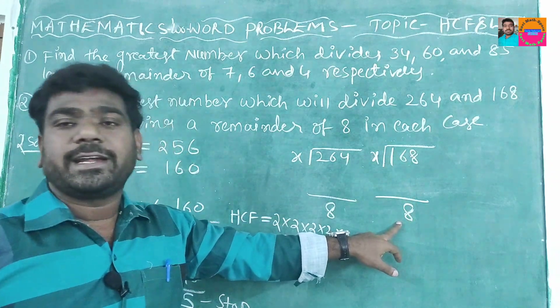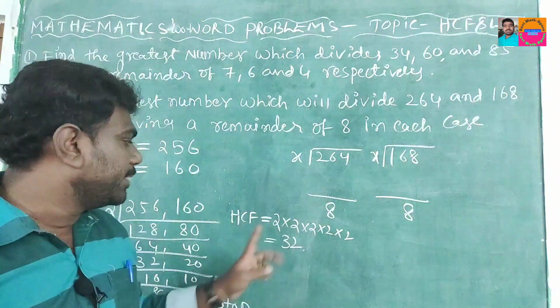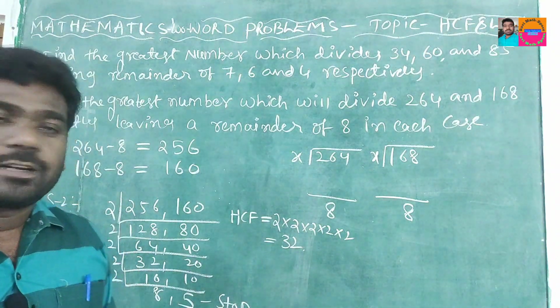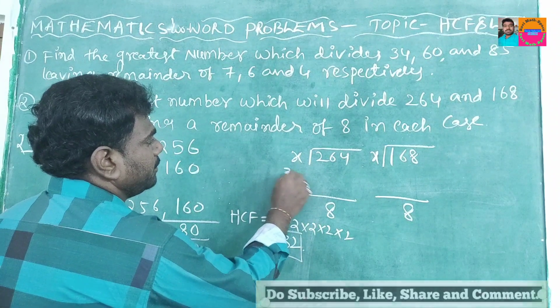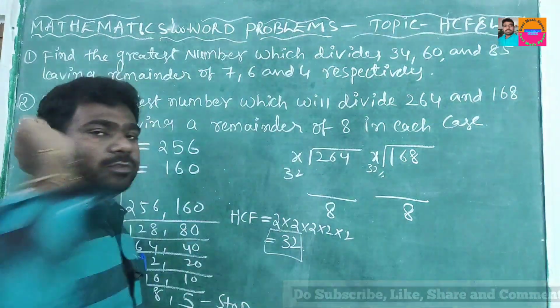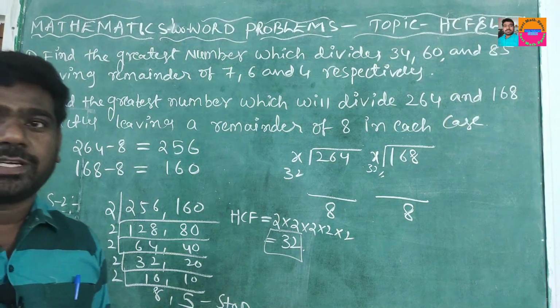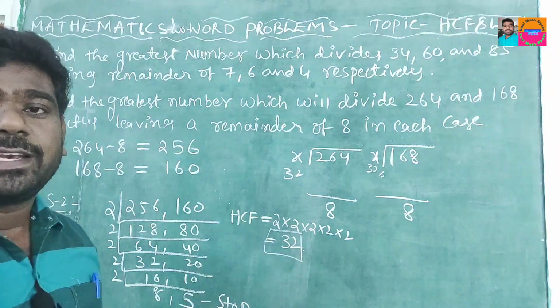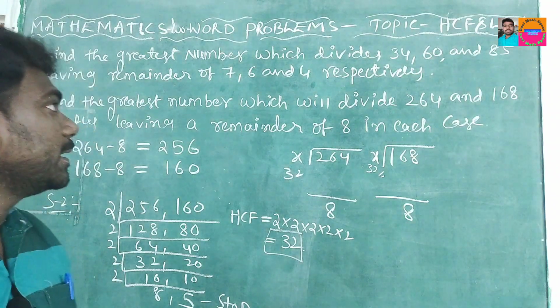168 also gives remainder 8. You can check the answer, and you will get it correct. Therefore 32 is the greatest number. Instead of x we should replace 32, here also 32. So these are very simple problems. If you understand the question, the answer is very easy. Understand here?